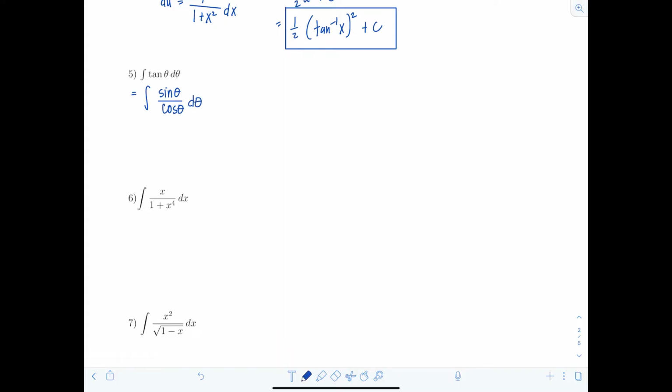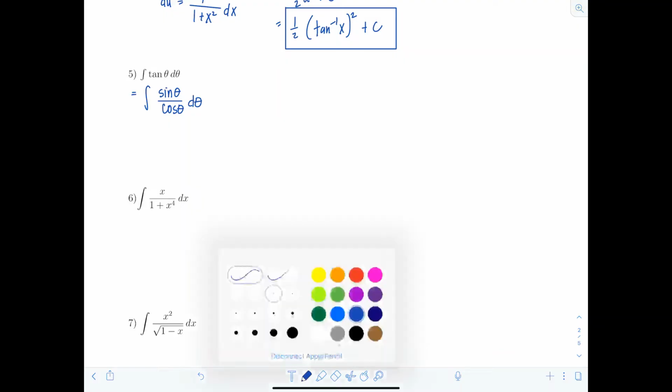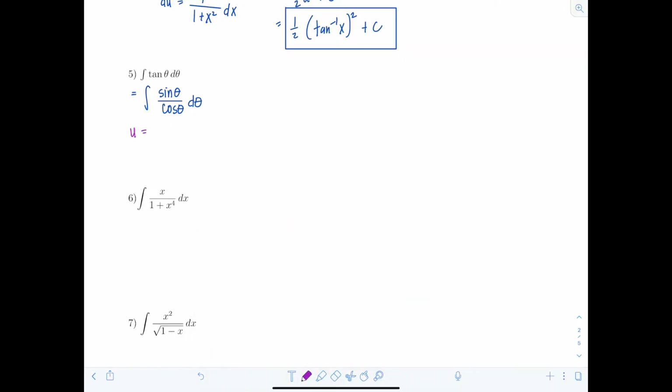Okay, now you might get confused because you could say, well, should I let u be sine theta because du is cosine theta? But remember, du is never in the denominator. It needs to be multiplied by the function. It needs to be in the numerator, basically. So you actually want to let u be cosine theta, and then du would be negative sine theta d theta.